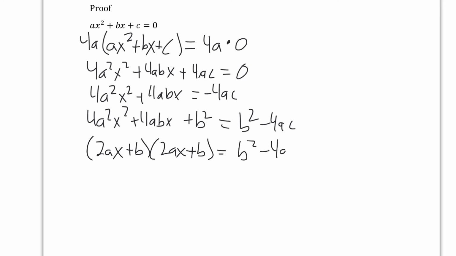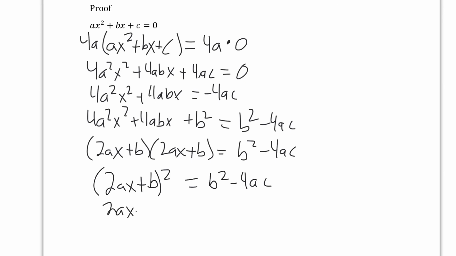If you're not quite sure how that factoring works, you can go ahead and expand to check it. b times b will give me my b squared. 2ax times 2ax will give me my 4a squared x squared, and the middle term 4abx will come from the 2axb and the 2axb. So that's definitely a correct factoring. And since we have two of them, we can go ahead and square it up. Well, the next step would be to solve, because we're trying to get x by itself. We want to figure out what x equals, so let's square root both sides. 2ax plus b equals plus or minus the square root of b squared minus 4ac.